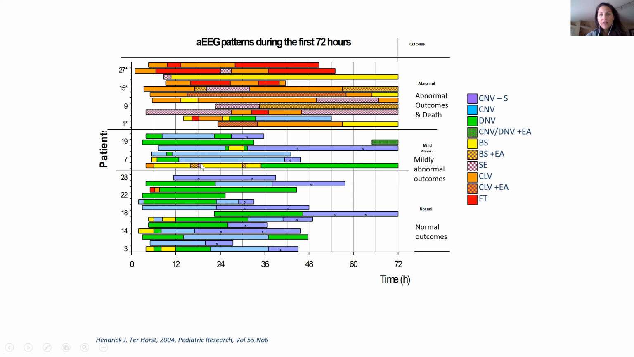Then look here at the mild ones. You had some who started out pretty good, and then they had some here with yellow and oranges, but most of them flipped, and only one of them had seizures. See this little bit here.